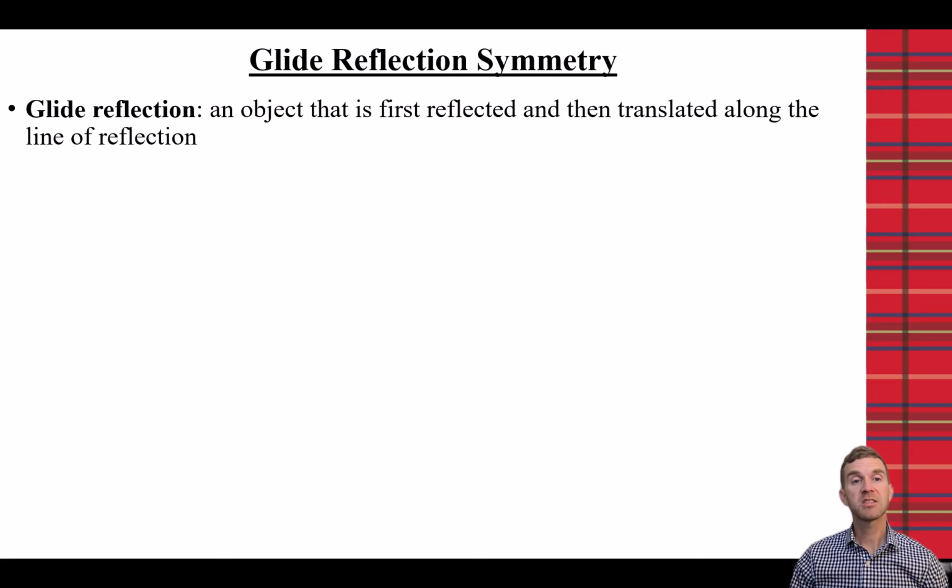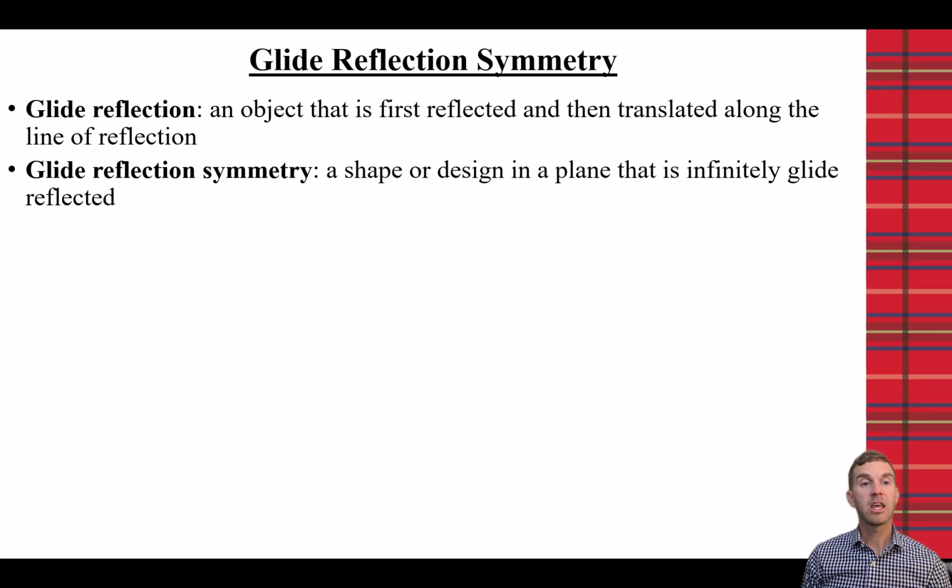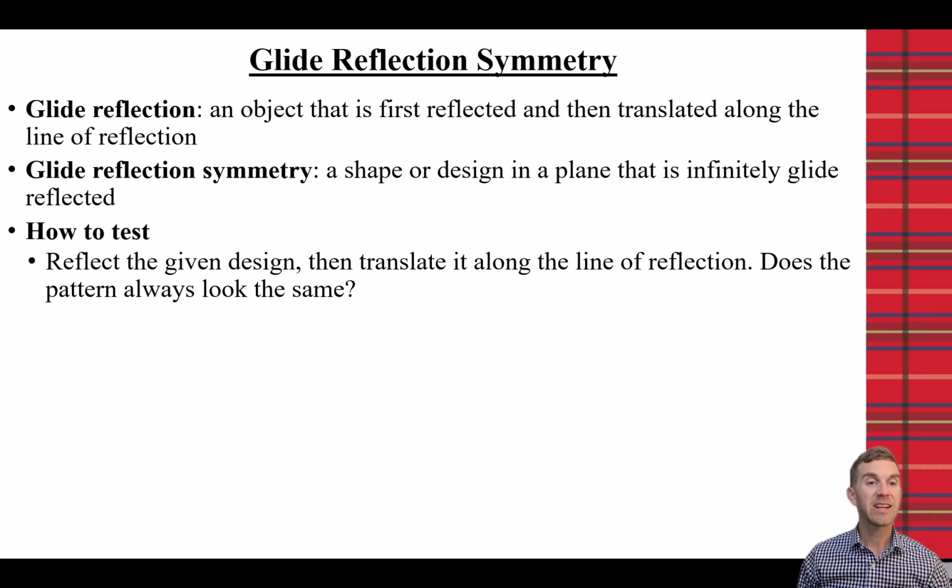Now, glide reflection symmetry is another type of symmetry that can occur. First, we need to understand what's a glide reflection. This is when we take an object or a design, we first reflect it, and then we translate it along that line of reflection. If it has glide reflection symmetry, then we know that if we take that glide reflection and continue to do it infinitely along the plane, we'll have the same shape or design. So that's how we test it.